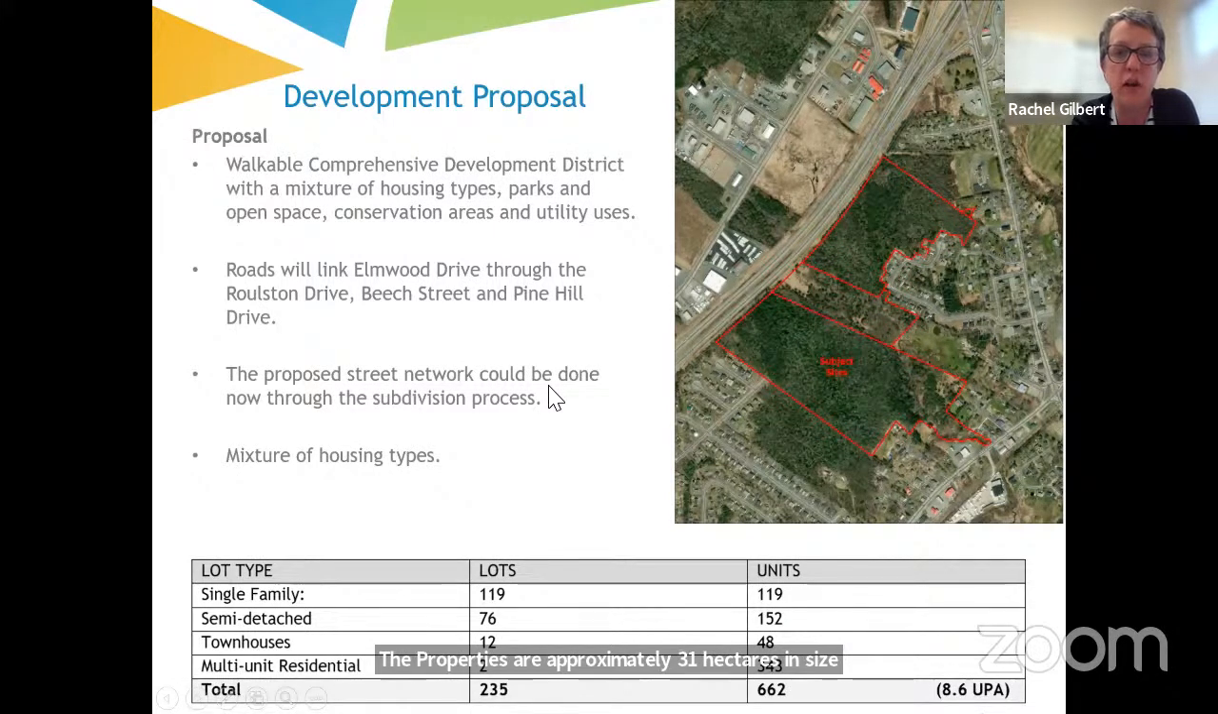So the application proposes a mixture of housing types, residential types. The roads will link Elmwood Drive through to Ralston Drive and include a link through Beach Street that will allow Pine Hill Drive to access the new road system. The number of units is 662, and you can see the layout, the number of types of units in the table at the bottom of the screen there. That's the types of dwellings that the applicant has proposed.